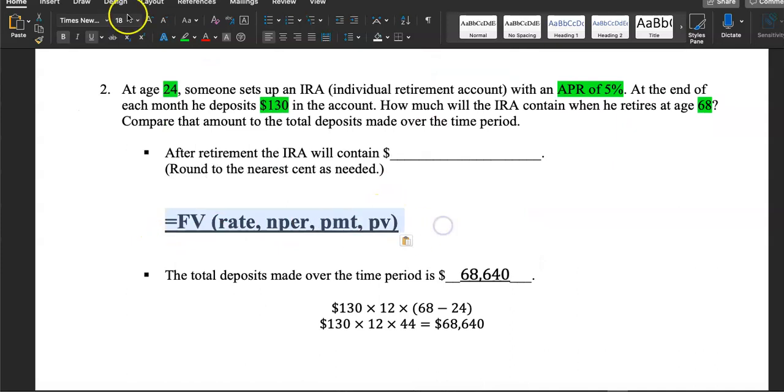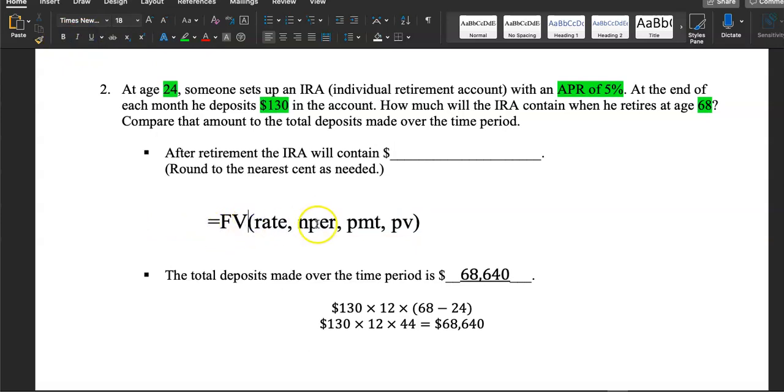So I'm going to go ahead and just copy down what we need to type. So future value, and the first thing that we need to give it is rate. What's the rate? It's 5%, but he's making monthly payments, isn't he? Yeah, each month. Divide that by what number? 12. Monthly payment, we're going to say he's getting monthly compounding.